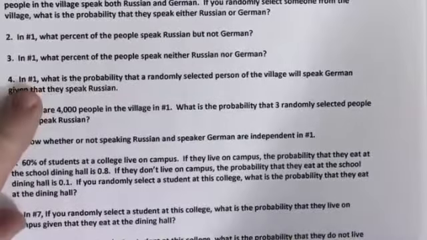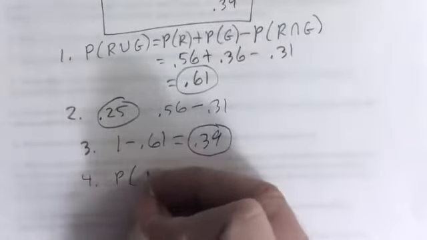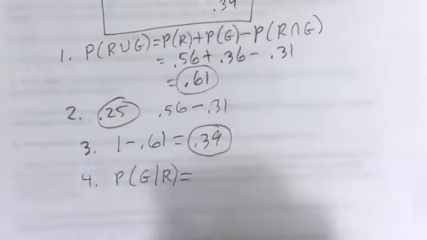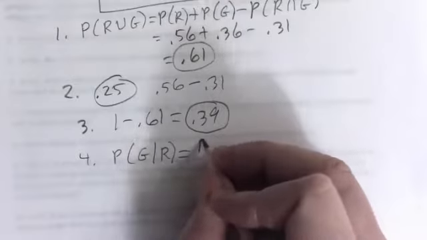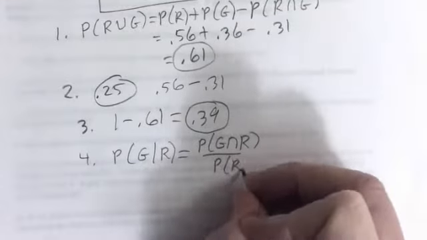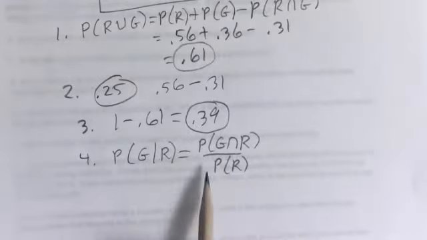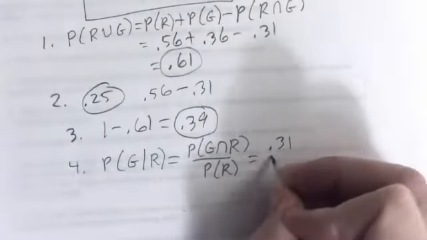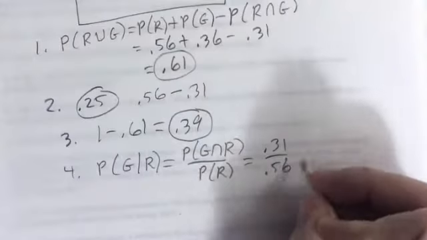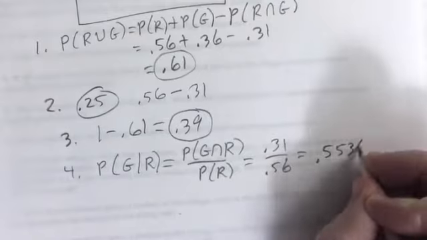Number 4, in number 1, what is the probability that a randomly selected person in the village will speak German given they speak Russian? The probability they speak German given Russian is on your formula sheet. What that would be is the probability of German and Russian over the probability of the given. These given ones are always going to be the probability of this and that over the probability of the second one. Well, German and Russian, that's 0.31, and the probability of Russian is 0.56. And so that, in fact, is equal to, I do believe, 0.5536.